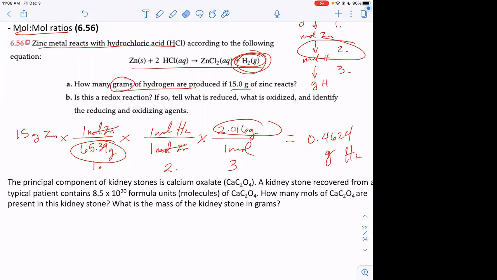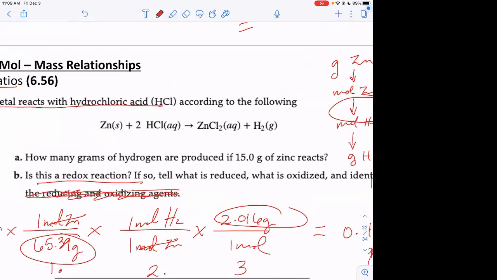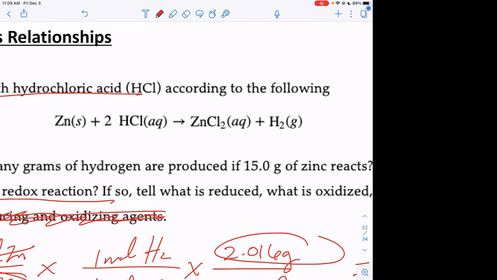Okay, I love this next question, part B. Is this a redox reaction? If so, what's reduced, what's oxidized? We won't do the reducing and oxidizing agents. What do y'all think? I'll zoom in on it. What oxidation numbers would you assign here? You know, you're looking at everything.